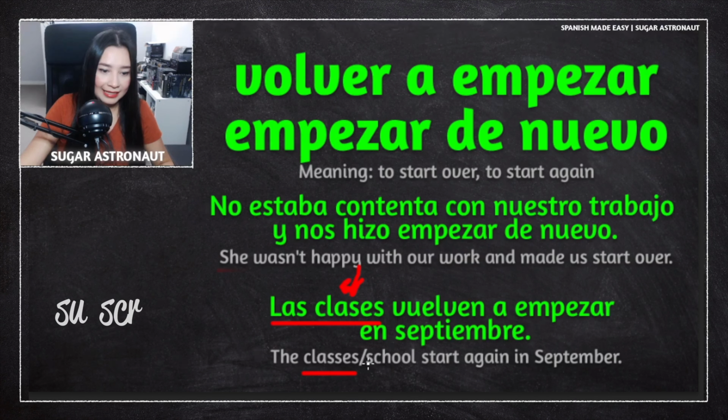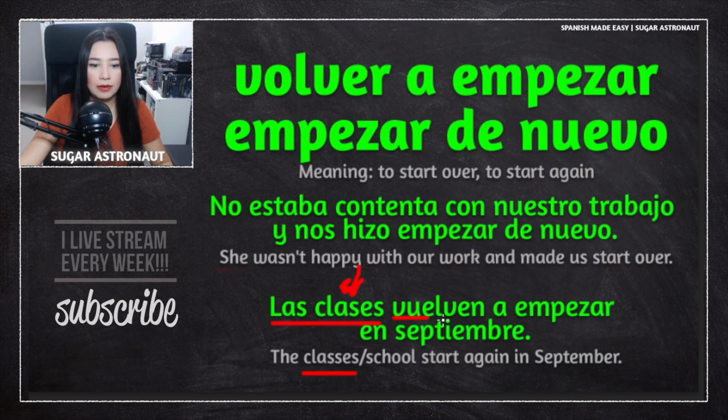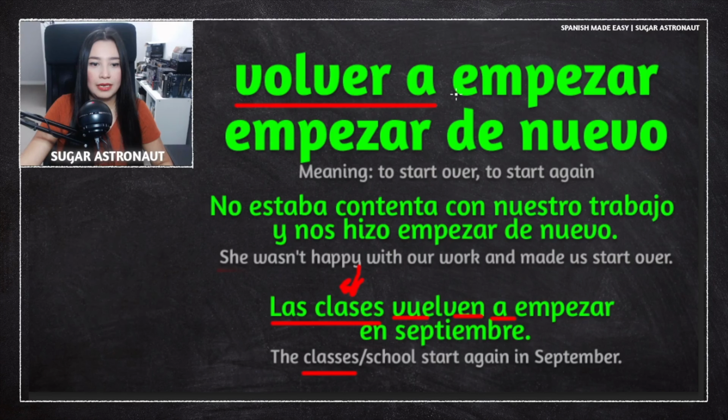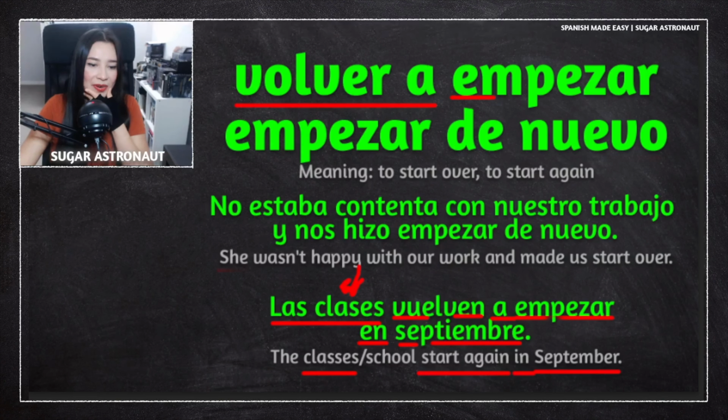Classes, or the classes. Vuelven. We're using this term right here. Vuelven a. Okay. And we have empezar. Vuelven a empezar. And that means start again. In septiembre. Septiembre is the month, September. Okay, so very good.